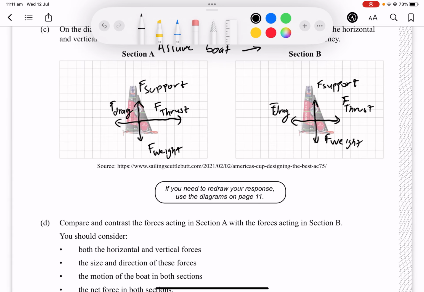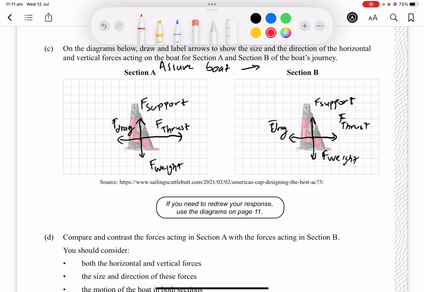Okay, so in this case, that's all we need to do in terms of the labeling. We draw and label arrows to show the size and the directions. That's all we need to do. This is an excellence level question. If you can name all forces drawn on the correct sides, that is an excellence grade. If you can make one correct diagram, that is a merit, and 2 correctly named forces would be an achieved grade.